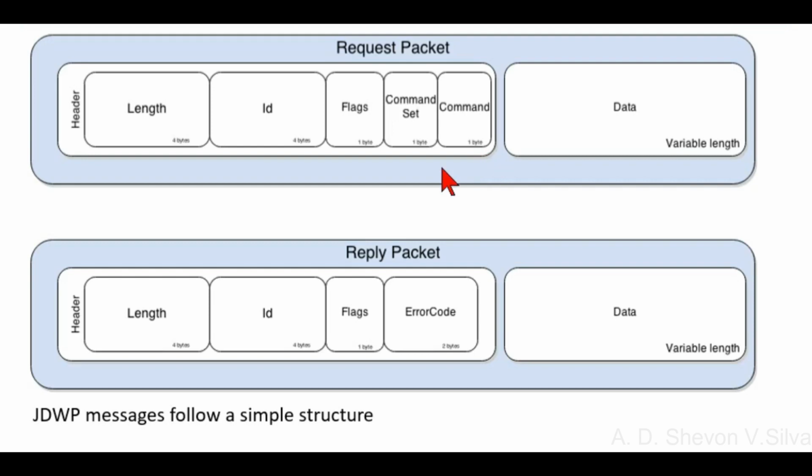Reply packet header field: error code. This field is used to indicate if the command packet that is being replied to was successfully processed. A value of 0 indicates success. A non-zero value indicates an error. The error code returned may be specific to each command set and command, but it is often mapped to a JVM TI error code.